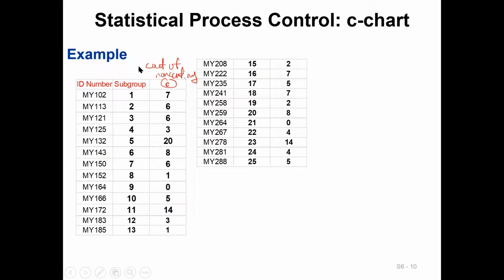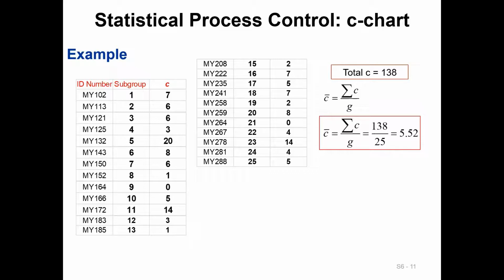So how do we start? You need to start with calculating the center line, C bar. C bar is equal to the total of the count of non-conformity divided by the total number of subgroups. The total number of subgroups is 25. How about the total number of non-conformities? You have to total up the numbers in the third column here. If you total up, you will get 138. Then, knowing that, the center line C bar is equal to 138 divided by 25. That is the center line of the C-chart.